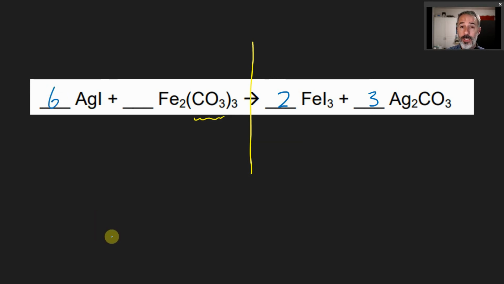All right, are we done and balanced? Let's try silver, Ag. Which side needs more Ags? Well, that has 6, and this has 3 times 2. It has 6 as well. So we might be balanced. I think we are. All right, we're done. Great job. So that's how we deal with polyatomic ions.